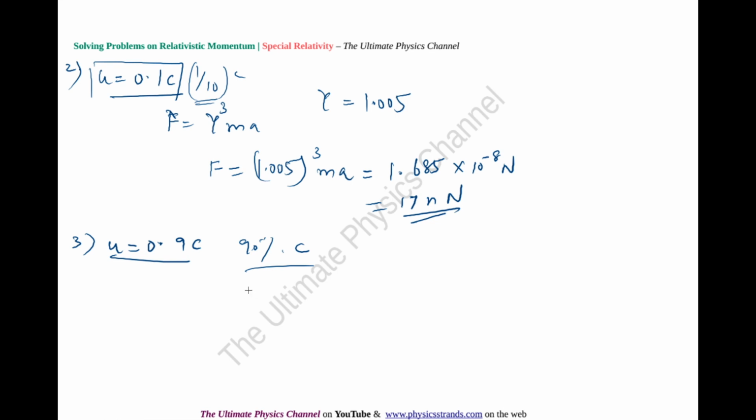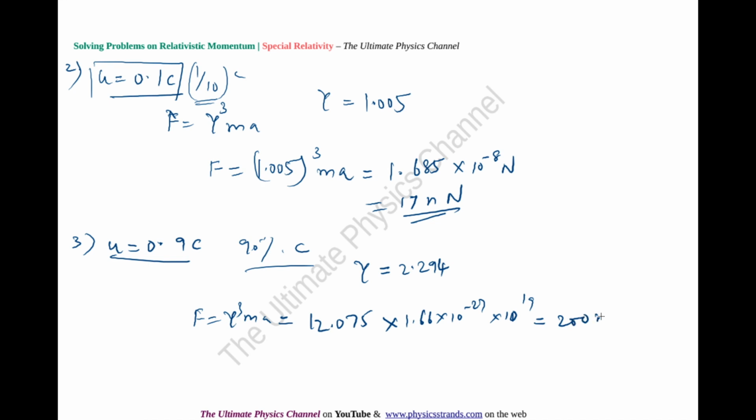In this case, we can again do the same thing, calculate gamma. I've done that already. That is 2.294. And then force is gamma cubed MA, where gamma cubed is this value whole cube, so it is 12.075, times 1.66 into 10 power minus 27 into 10 power 19. If I do, I get a force of about 200 nanonewtons roughly. So we can clearly see that more force is required now compared to 17 nanonewtons, in this case 200 nanonewtons.